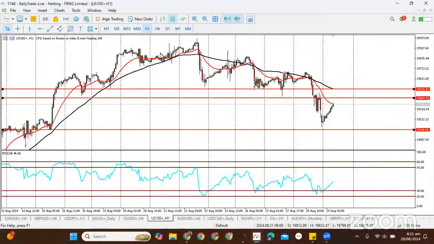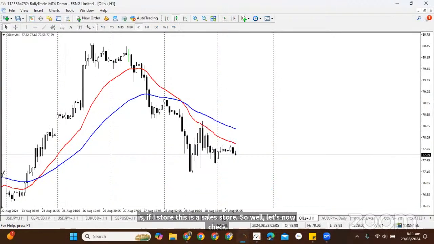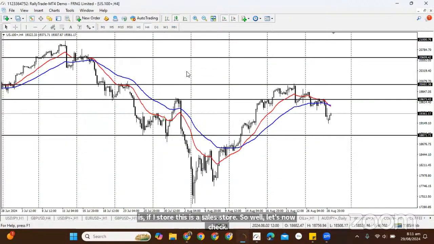Pending orders above and below current market price. So I have something like this. This is a buy stop, this is a sell stop. Now let's check from the higher time frames what price will most likely do.